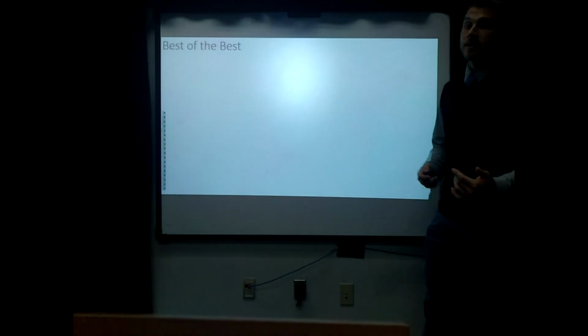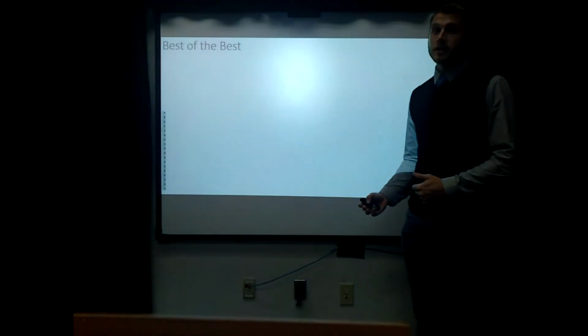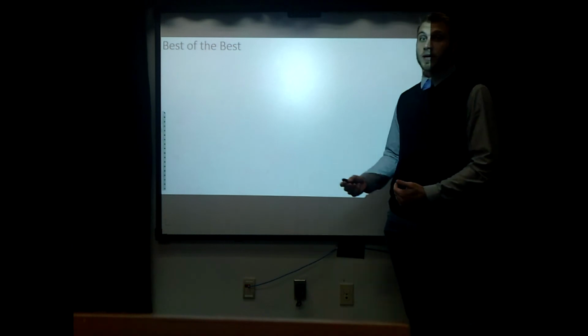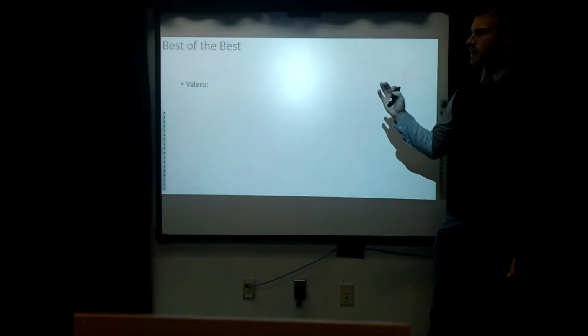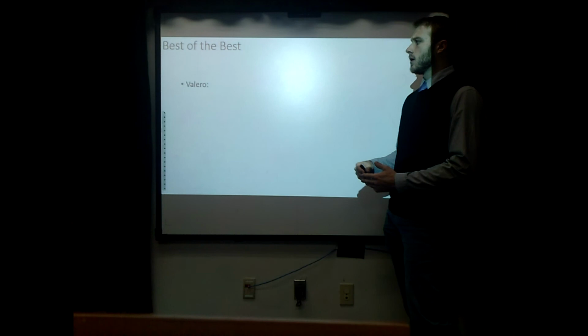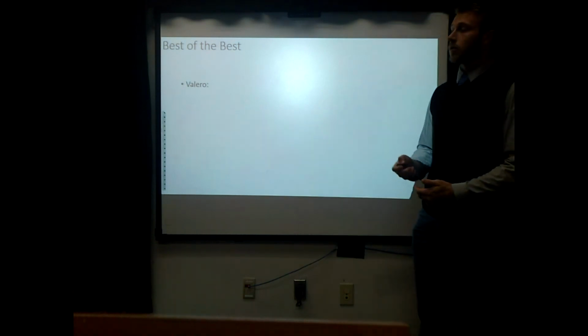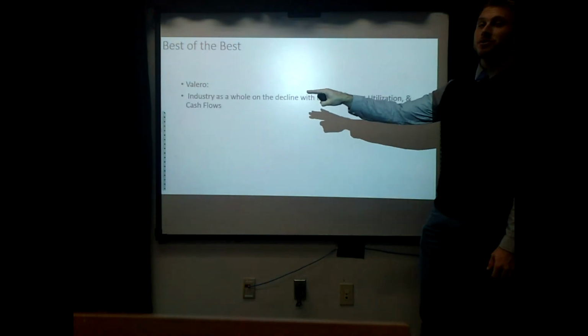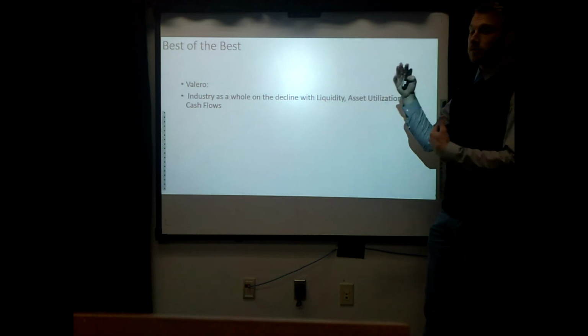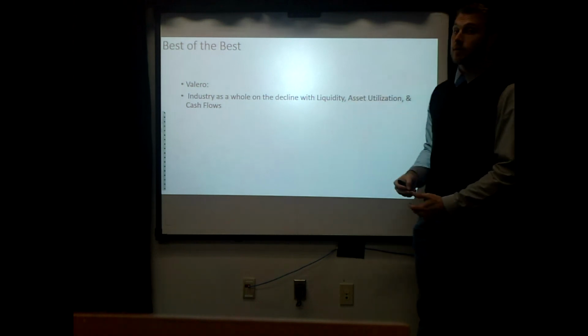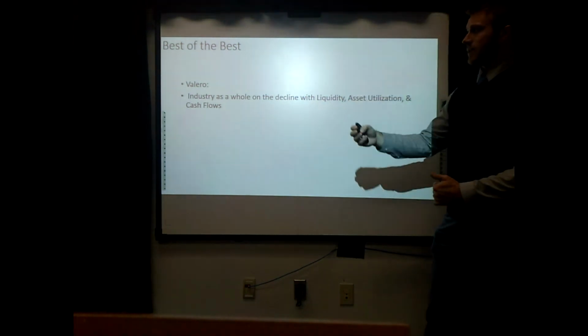So now we have the best of the best. The best of the best being we pick the best company from each industry. Which of those companies is the best overall? So in third place we have Valero. Why is Valero less than Fox or Yum? Well, because the industry as a whole was on the decline. In terms of liquidity, asset utilization, and cash flows, those are all getting worse within the entire industry.